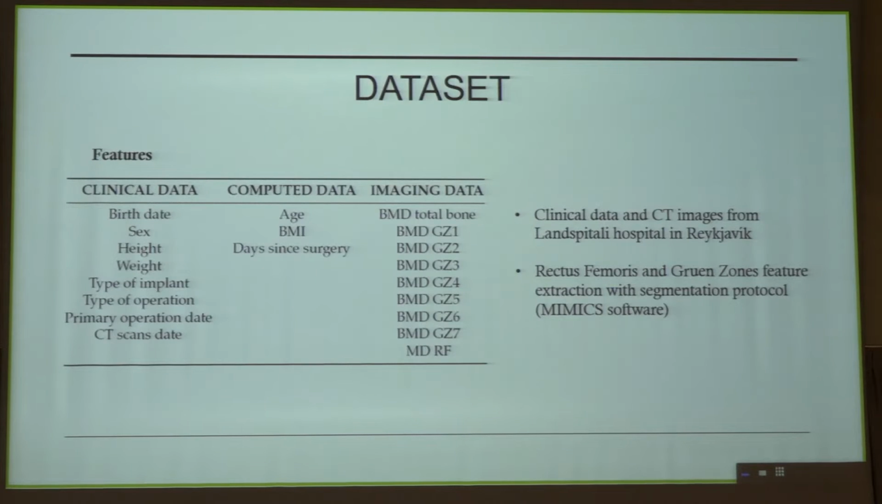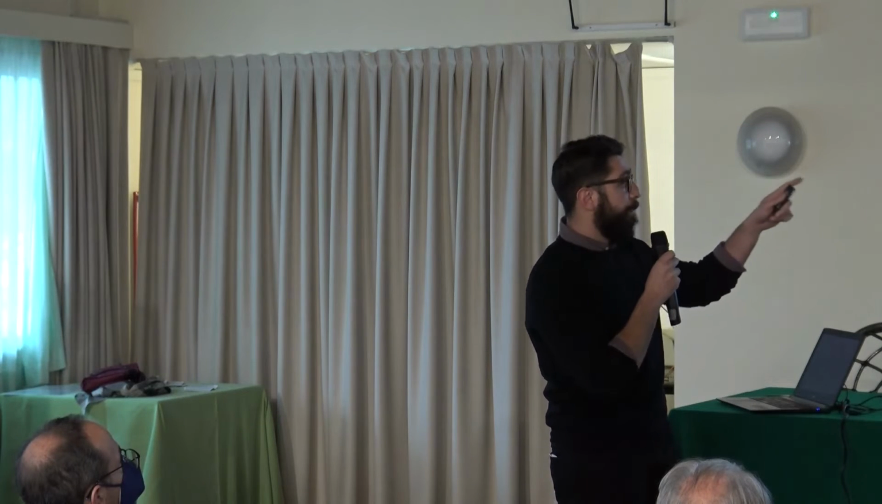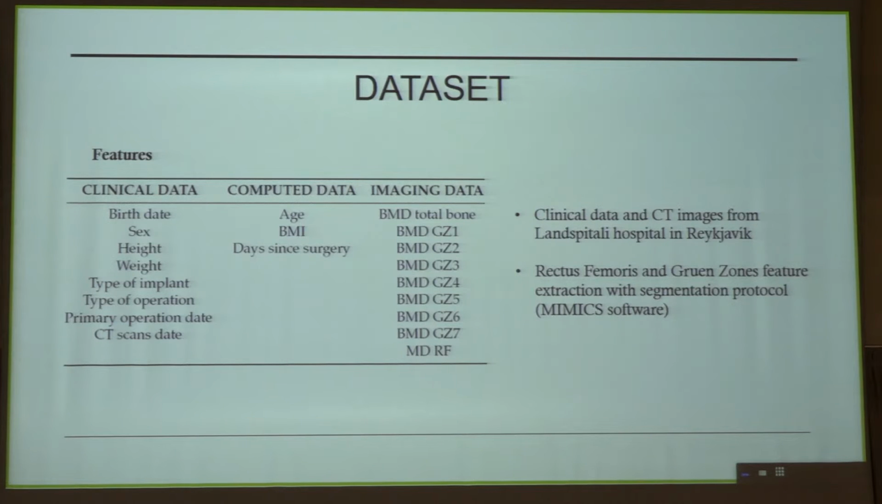Okay, so our dataset is basically split into three types of information. There are some clinical data, some metadata about the patient that will help us study which factors that we cannot directly observe from the images influence the bone remodeling. And then we have the imaging data: Gruen zones 1 to 7, a BMD of the total bone, and the muscle density of the rectus femoris. The clinical data all comes from the Landspitali in Reykjavik, and all the segmentation and image processing was done using Mimics software.